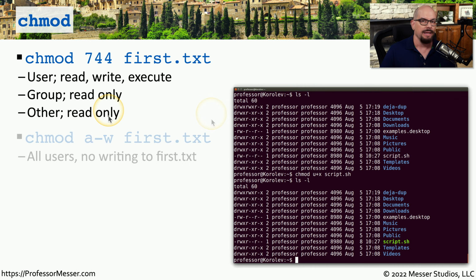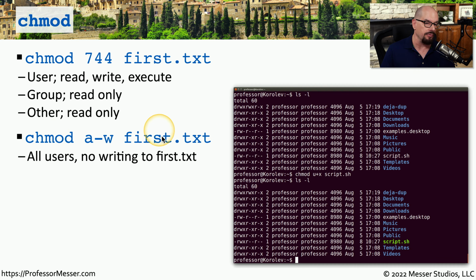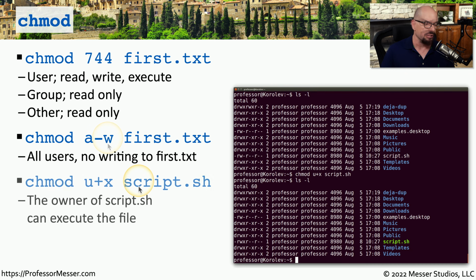You can also use letters instead of numbers with the chmod command, as long as you remember what those letters refer to. So in the command chmod a-w first.txt, the A stands for all users, and the -w means we're going to disable any write functionality to that particular file. Here's a similar command, chmod u+x on the file script.sh, means that the u, which is the user or owner of the file, would have +x, or enabled execution rights to the file script.sh.